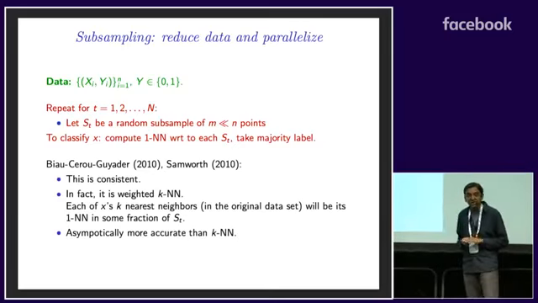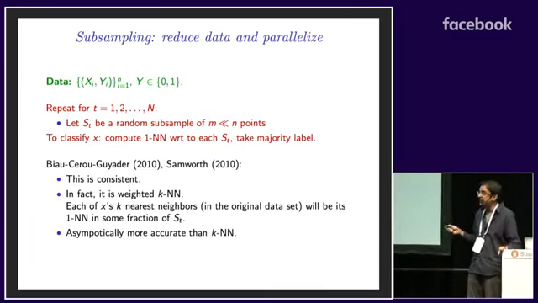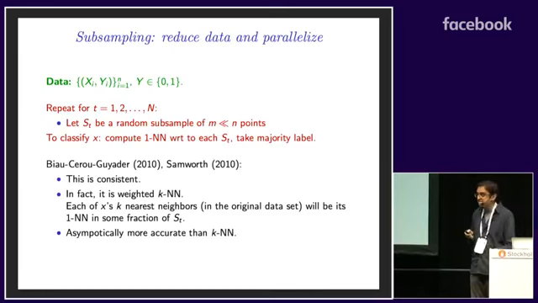And asymptotically, this turns out to actually be more accurate than k nearest neighbor. So it's kind of an interesting method. It's got good theoretical properties and good empirical behavior.